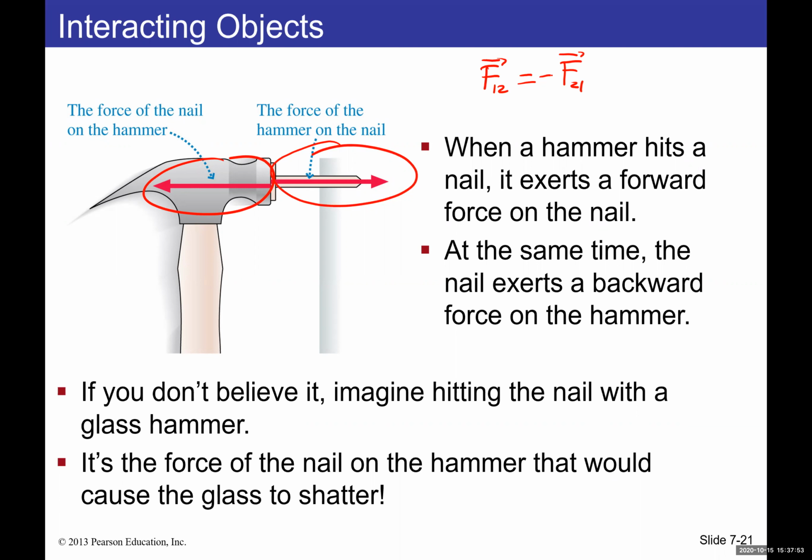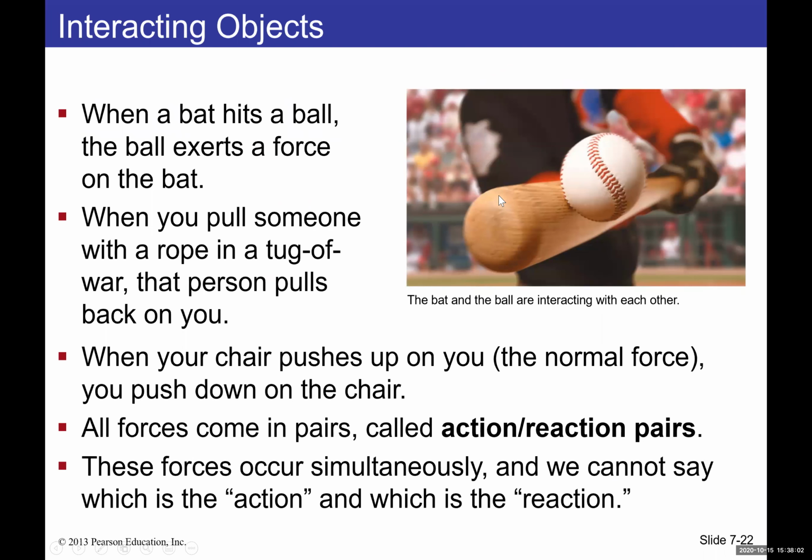So what we're going to do here is look at some applications of this particular law, and there are plenty of applications, some that you probably didn't even think of. For example, you have a bat and a ball interacting with each other. The baseball player hits the ball with the bat. Well, that's an application of Newton's third law. You hit the ball with a force in that direction, and technically the ball hits the bat in the opposite direction. So again there's a little bit of recoil.